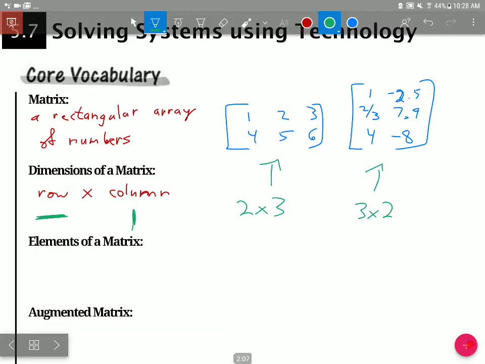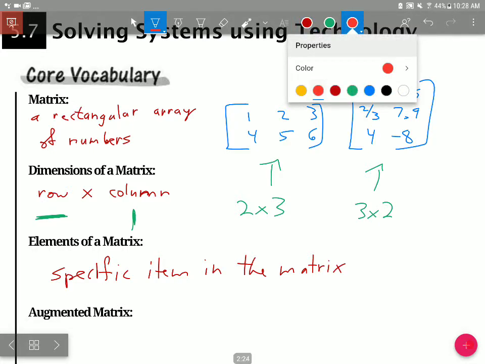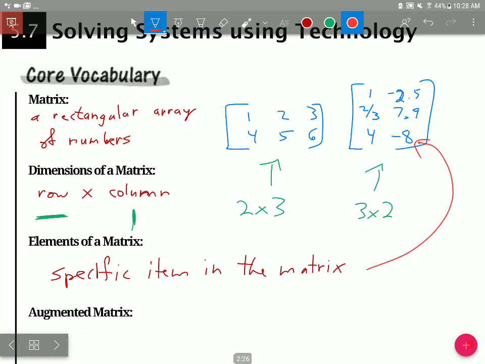The elements of a matrix is a specific item in the matrix. So, for example, this guy right here, row 3, column 2, is negative 8. We can call them like that. We can say, hey, row 3, column 2, or row 2, column 1. Row 2, column 1 of that would be the 2/3. That's one way that we talk about them.